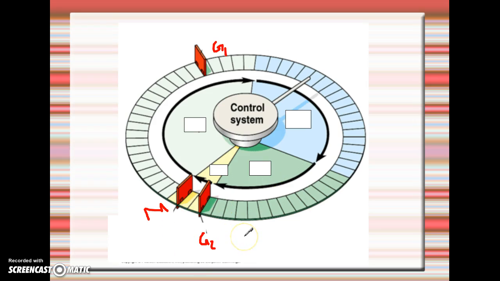G2. This is the checkpoint to make sure no damage has been done after DNA replication. DNA replication occurs in the S phase. If damage has been done after DNA replication, then it prevents the cell from continuing on to the next phase, which is the M phase. It prohibits it. M. This checkpoint assures that the microtubules are attached properly to the kinetochores.